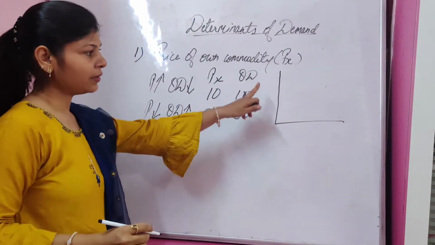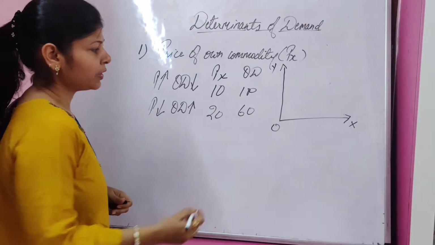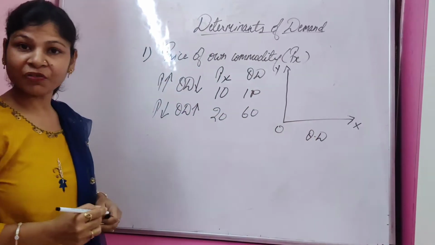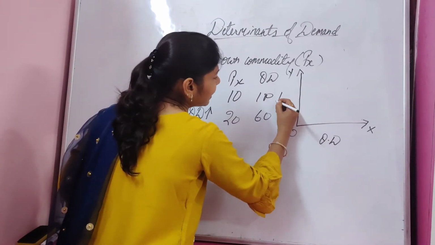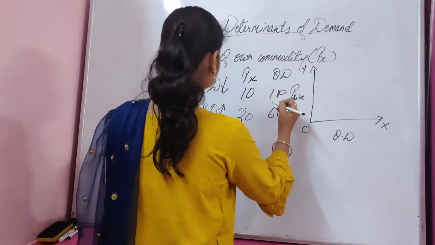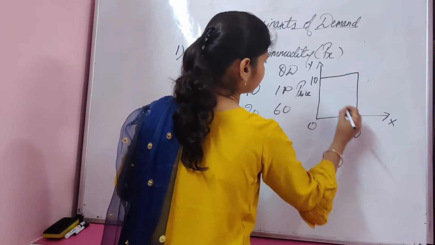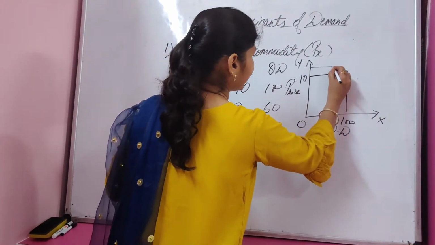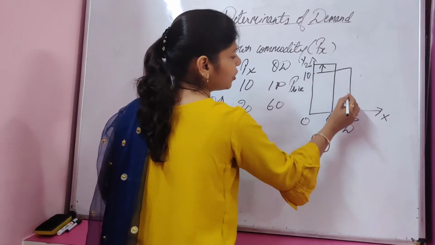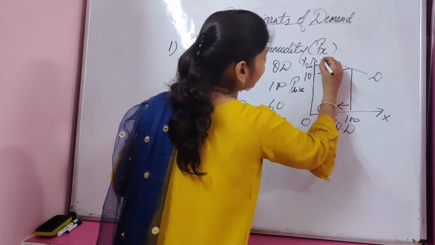So here you can see this is the OX axis and this is your OY axis. On the OX axis we will take quantity demanded, which is a dependent factor, and on the OY axis we will take price. Price is always considered an independent factor. When price was 10 rupees, the person was demanding 100 units, and when price increased to 20, he is now demanding only 60 units. It means when price increases, quantity demanded decreases. When we join these 2 points, we obtain the demand curve.